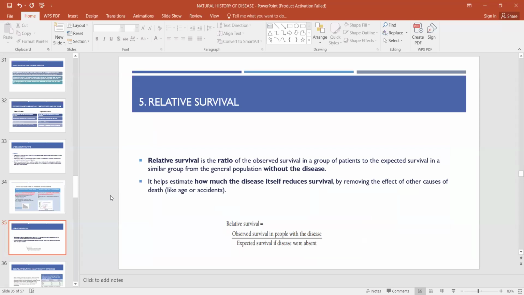Next is relative survival. Relative survival is the ratio of the observed survival in a group of patients to the expected survival in a similar group from the general population without the disease. It helps estimate how much the disease itself affects survival by removing the effect of other causes of death, like age or accident. Relative survival, this is the formula: relative survival is equal to observed survival in the people with the disease divided by expected survival if the disease were absent.